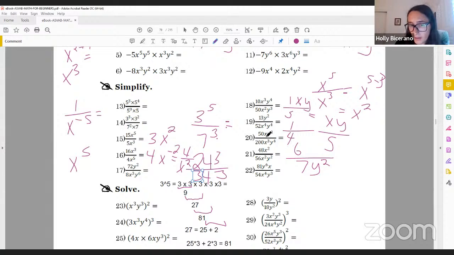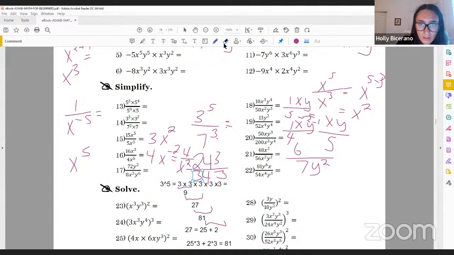And then we have x over x cubed. So x is our base. And then it's 1 minus 3, that's -2. So I'm just going to write it as 1 x to the power of -2 for now. And then we have y cubed over y to the 4th. So 3 minus 4 is 1. We have y to the power of -1. So that's what we have so far.